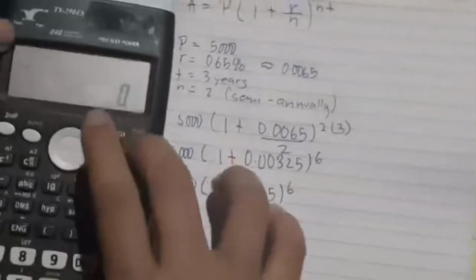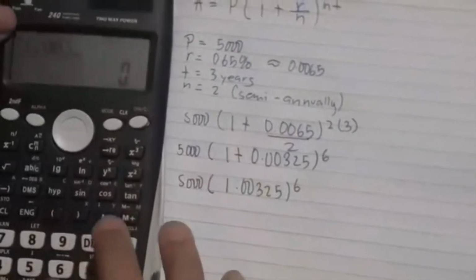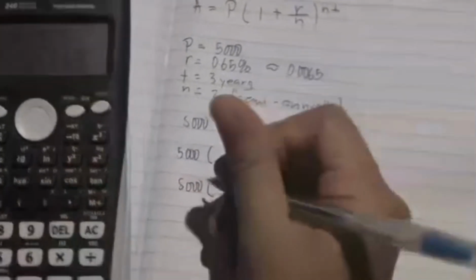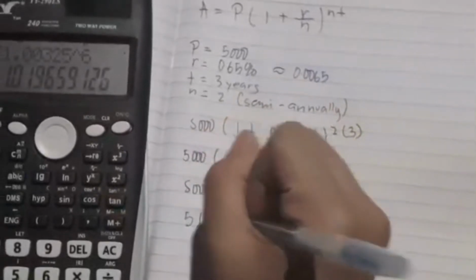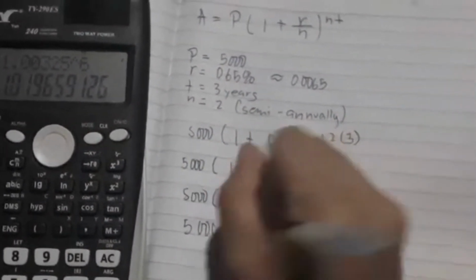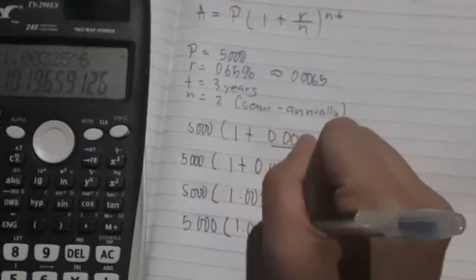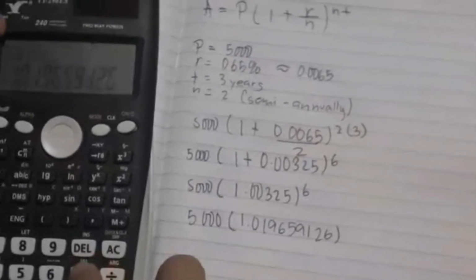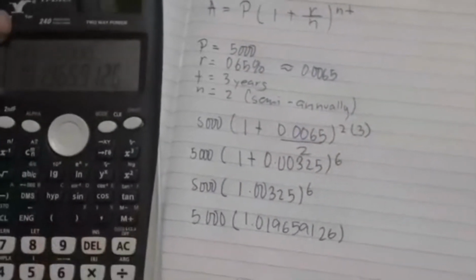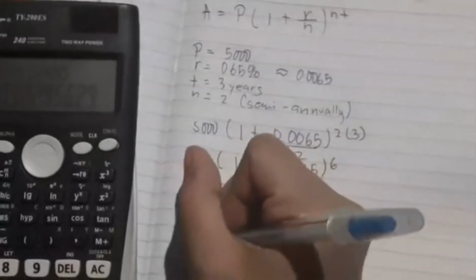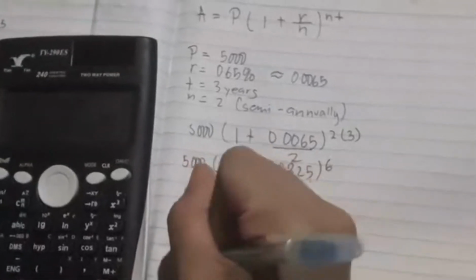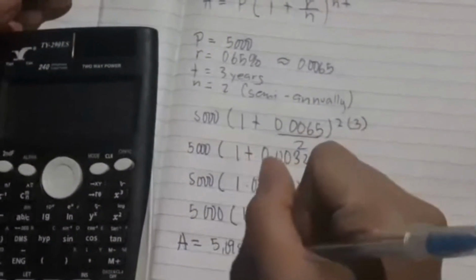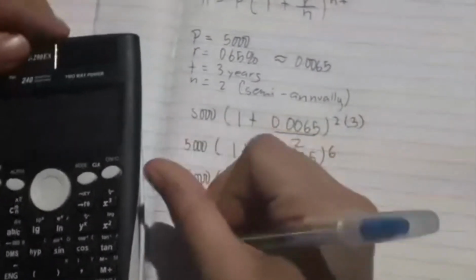1.00325 to the 6 is 1.019659126, times 5,000. The amount at the end equals 5,098.30 pesos.